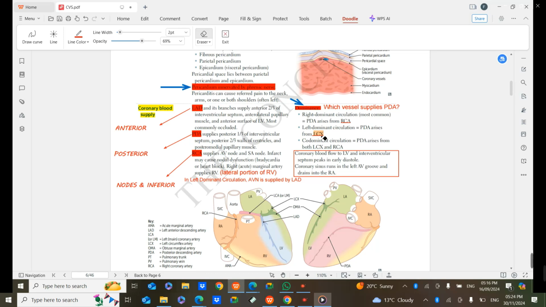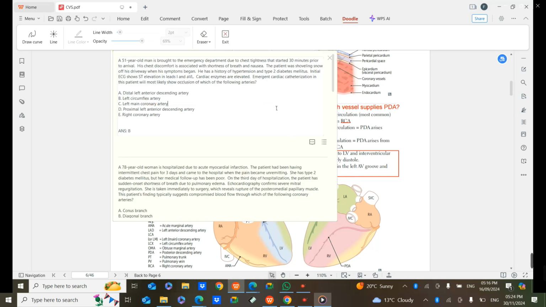Very simple and straightforward. I'll show you a sample. Codominant is when the PDA is arising from both of them. Codominant. All right, so that's that about that. Let me show you 1 or 2 questions here for you to understand it better, so don't go and waste time in the exam.